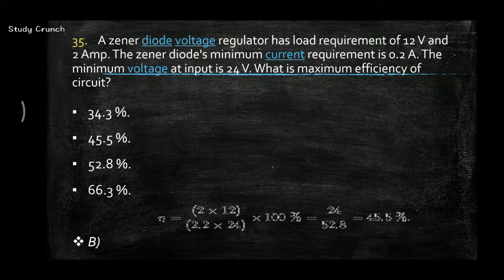Next, a zener diode voltage regulator has a load requirement of 12 volts and 2 amperes. The zener diode's minimum current requirement is 0.2 amperes. The minimum voltage at the input is 24 volts. What is the maximum efficiency of the circuit? So for the efficiency, we multiply 2 amperes into 12 volts, divided by 2.2 into 24, into 100%. So this will give us 45.5%, that is B.